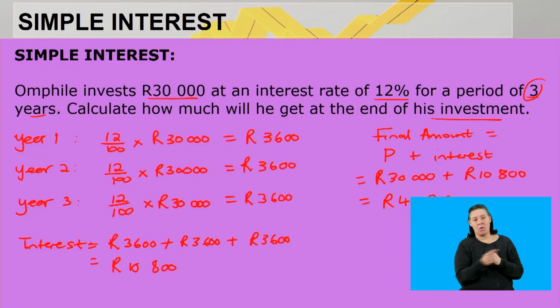So I started by calculating the interest per year. Thereafter, I added all the interest for every year together, and then I took my interest earned on this investment and I added it to my principal amount, my investment. And in the end, Ompile will get 40,800 Rand. Okay, let's move on to our next part of our lesson.